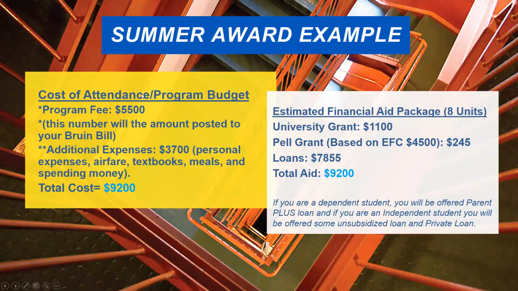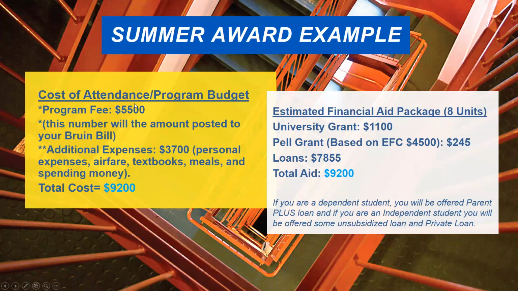We're breaking this down a little bit so you understand what that $9,200 is. The program fees are $5,500, and then there are additional expenses of $3,700, which is personal expenses, airfare, books, meals, and a little bit of spending money. And by spending money, we're talking about personal items such as soaps, toiletries, that type of stuff. So that is what makes up that cost of attendance of $9,200.